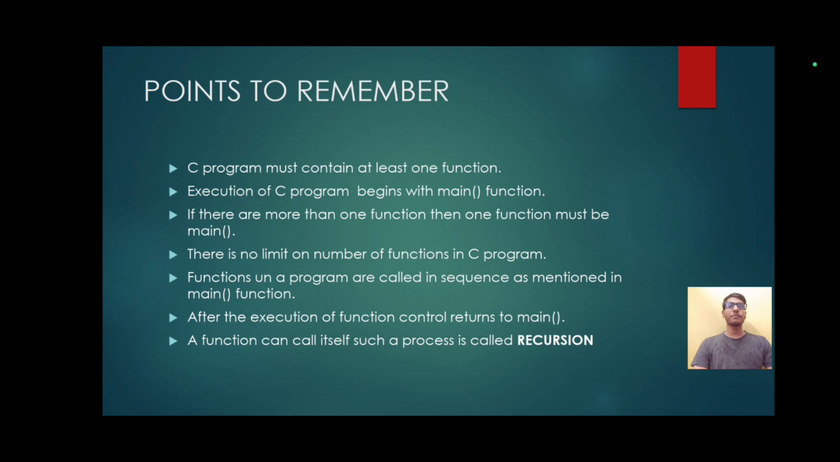Points to remember. A C program must contain at least one function. Execution of a C program begins with the main function. If there is more than one function, then one function must be the main function. There are no limits on the number of functions in a C program. Functions in a program are called in sequence as mentioned in the main function. After the execution of a function, control returns to the main function. A function can call itself. Such a process is called recursion.